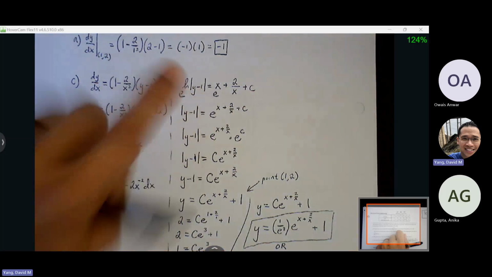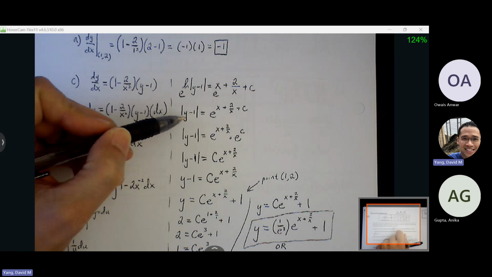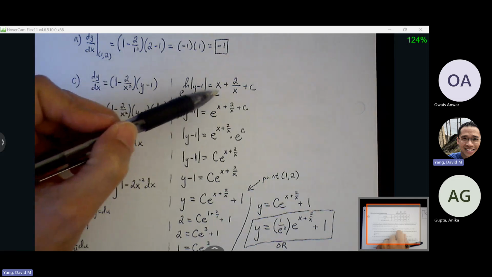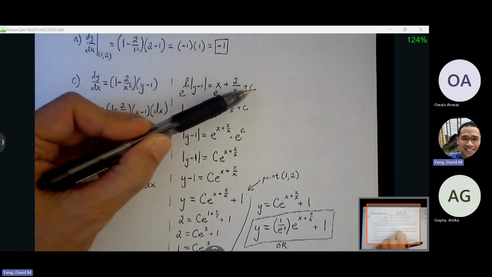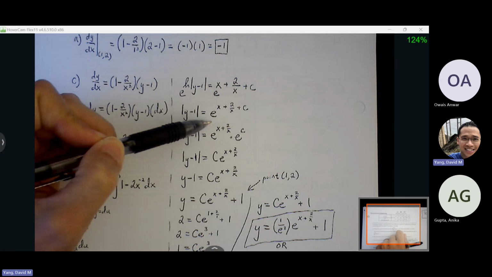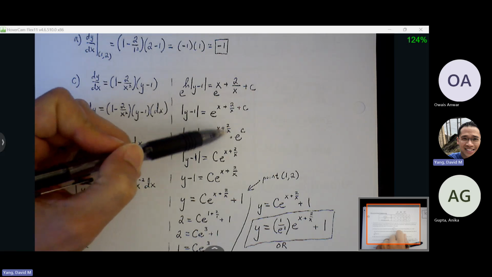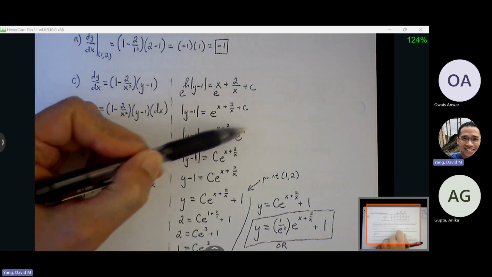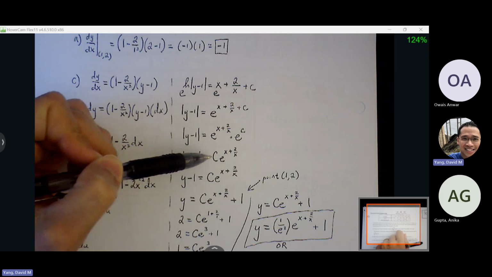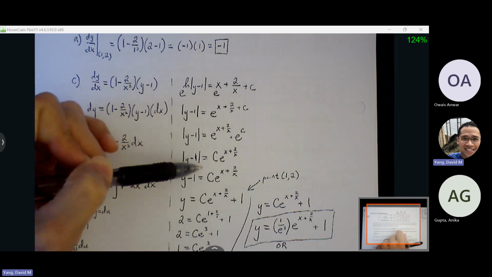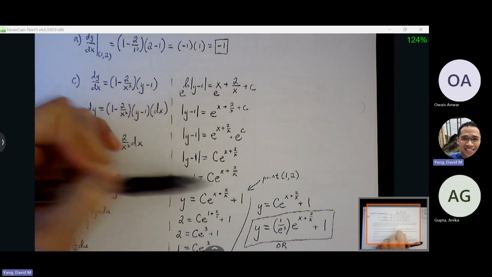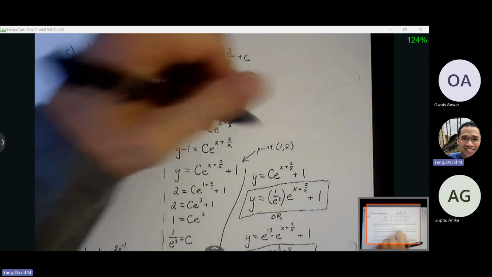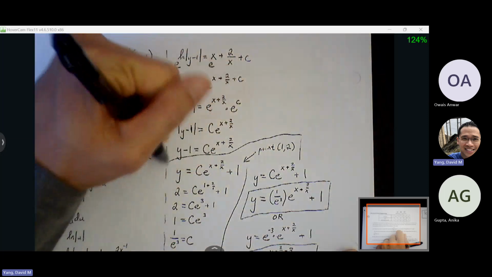I know that e and natural log cancels out. I'm just left with absolute value of y minus 1. The right side, all these are exponents. I want to separate the c away from the rest of the expressions. So e to the x plus 2x times e to the c. I know e to the c is just one big constant. And I can drop the absolute value as well and let c absorb that, add 1 to both sides. So now this is my general equation.